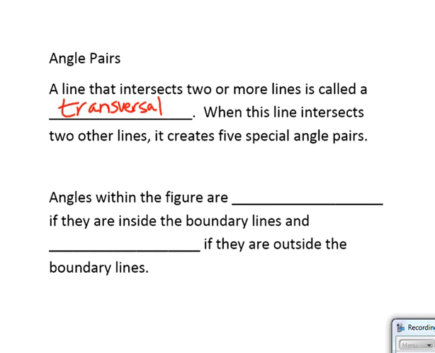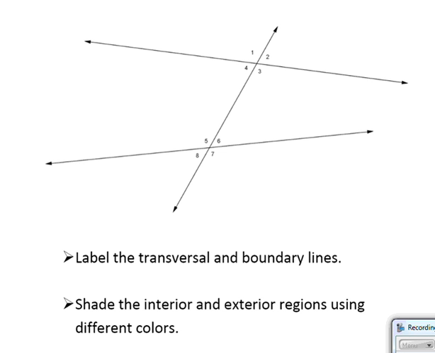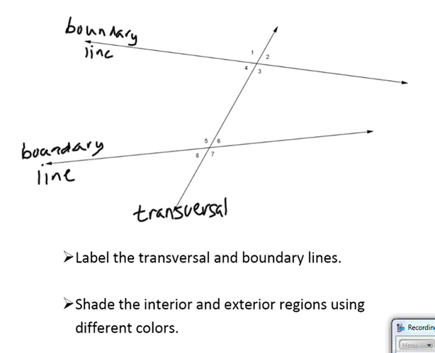Angles within the figure are considered interior angles, because they are inside the figure. And if they are outside the boundary lines, they are exterior angles. Look at this figure. I want you to label the transversal and the boundary lines. Since the transversal has to intersect two other lines, the one I have labeled is generally what we would call our transversal, although eventually all three of those lines will intersect the others.